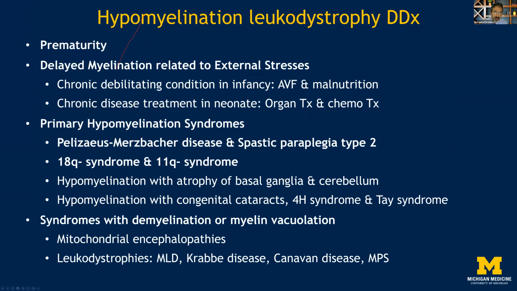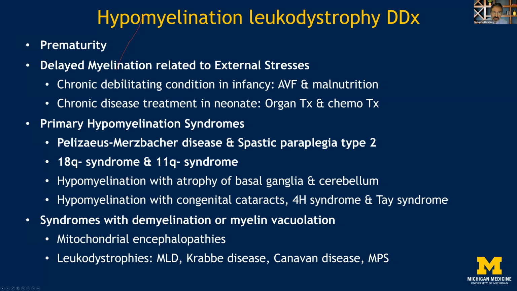So a differential diagnosis for patients with suspected hypomyelinating leukodystrophy is prematurity. You just want to be sure that you are not dealing with a premature child that was born at 32 or 34 or 36 weeks of gestation. These are kids that are 4 to 6 or sometimes 8 months behind someone who was born at full term.